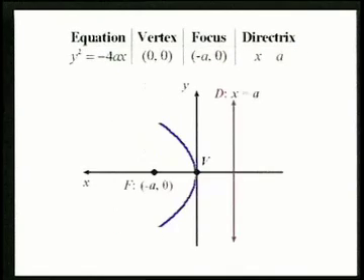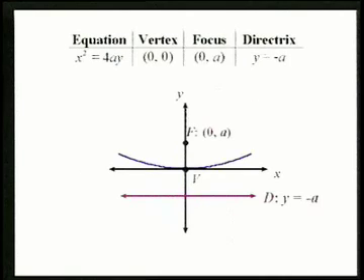If the parabola opens to the left, our equation is going to be of the form y squared equals negative 4ax. The vertex is still at the origin, but now the focus is on the negative x-axis at the point negative a comma 0. The directrix is the vertical line x equals a. Note again that the parabola opens to the left.